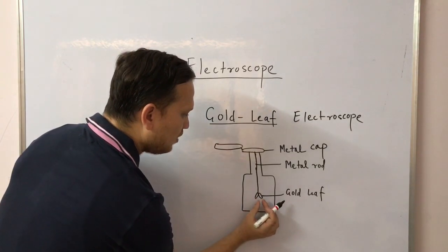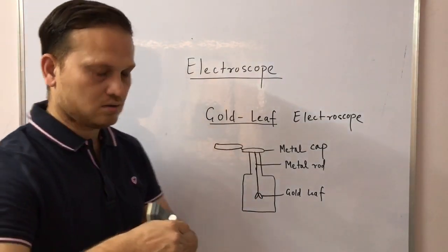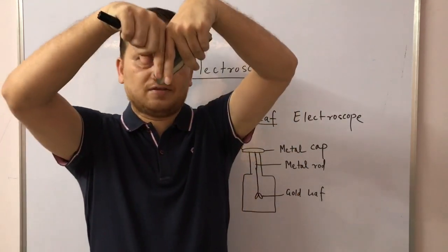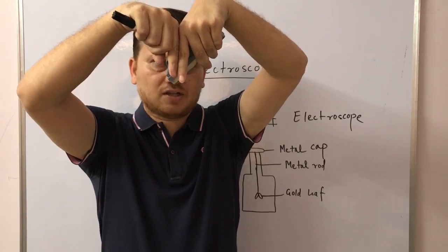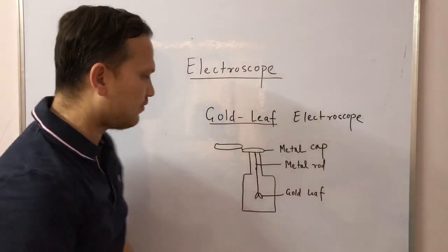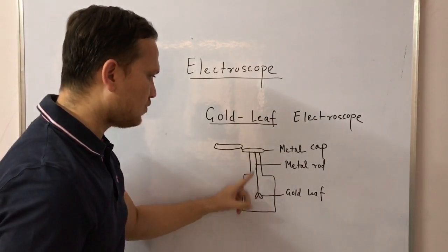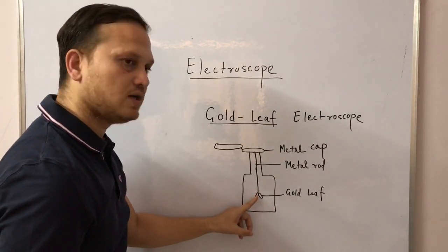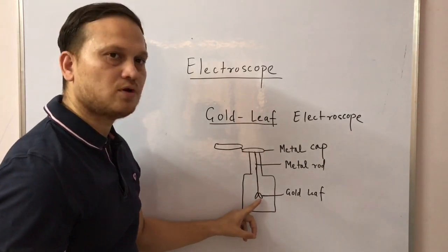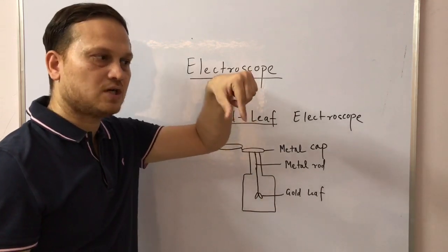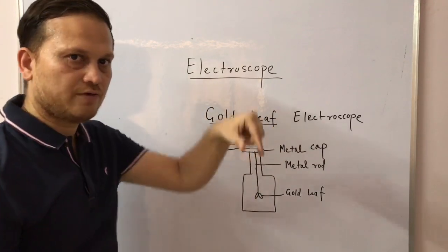The gold leaf will move apart. See, the gold leaf will be like this. When the body is charged, it will move apart. Now what is the reason why it will move apart? The reason is that if charges flow, suppose positive charge is there, so this leaf becomes positive, and this leaf also becomes positive. So there will be repulsion, and because of repulsion, the gold leaf will separate. It will move apart.